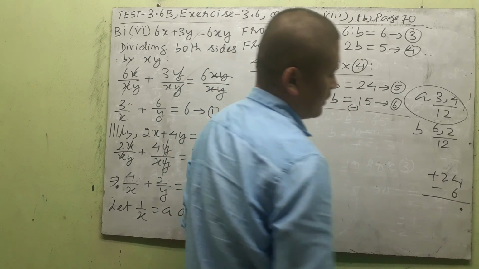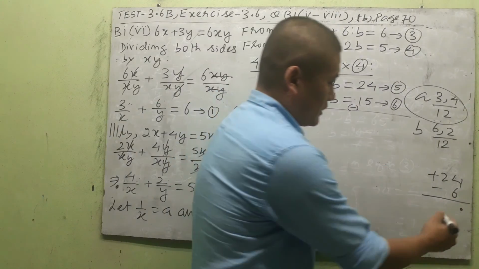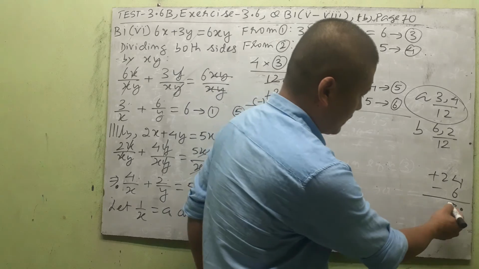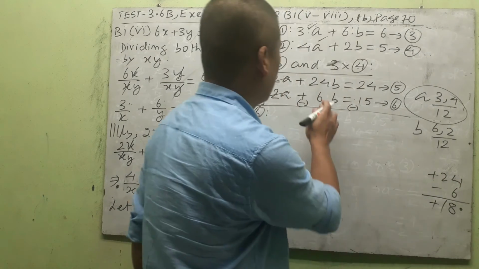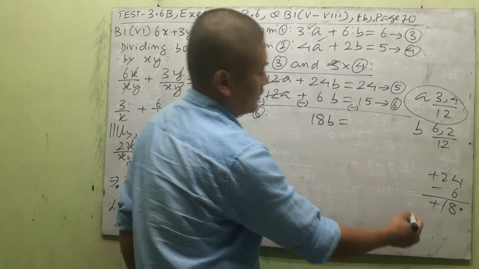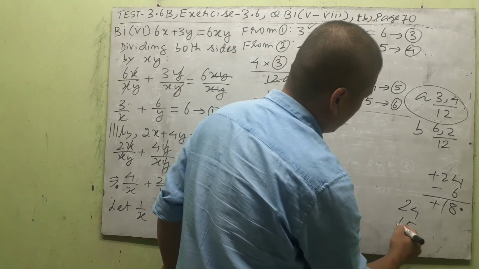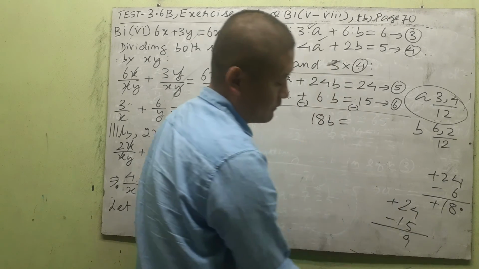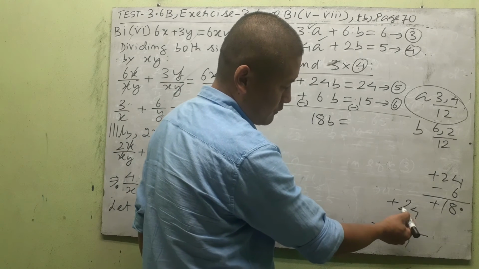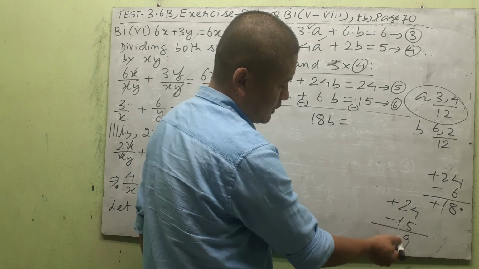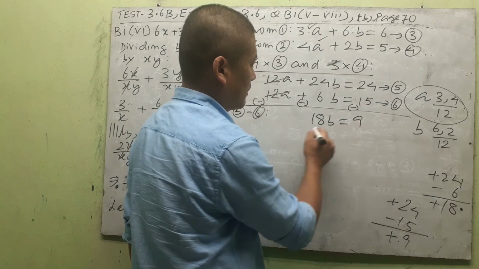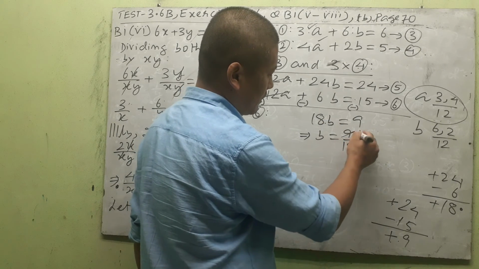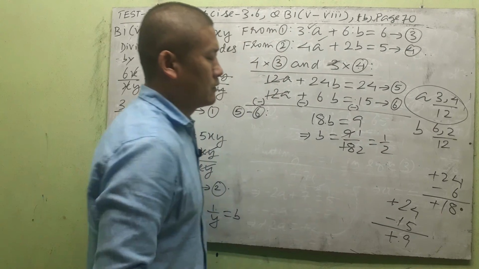Plus and minus, so subtract. 14 minus 6 is 8. One is taken to make 14 here, so only 1 left. So I can write there, bigger one plus, so plus 18b. And then here 24, and here 15 is smaller, which is minus 15, and here no sign, plus, subtract again. 14 minus 5 is 9. To make 14, 1 was borrowed from here. So 1 minus 1 is 0, which we did not write. Bigger one plus, so plus 9. So 18b equals 9. If we shift 18 to the right side, it comes down to the denominator. 9 1s are 9, 9 2s are 18. So 1 by 2 is the value for b.